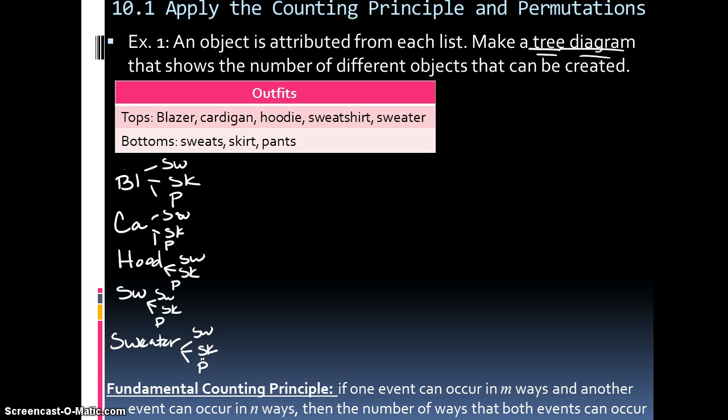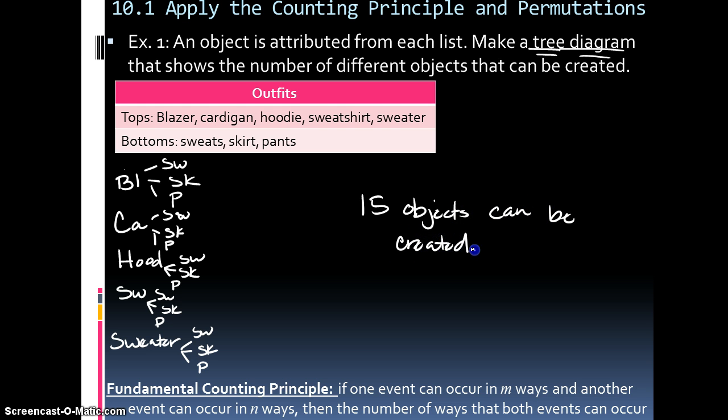So the question was how many different combinations or how many different objects can be created. You can wear your blouse with your skirt. That's one option. You can have your cardigan with your pants. That's another option. So how many total are there? There's 1, 2, 3, 4, 5, 6, 7, 8, 9, 10, 11, 12, 13, 14, 15. So 15 objects or outfits can be created.